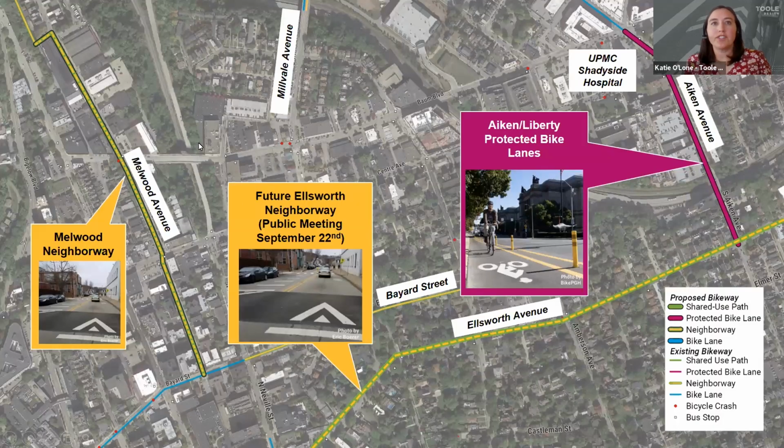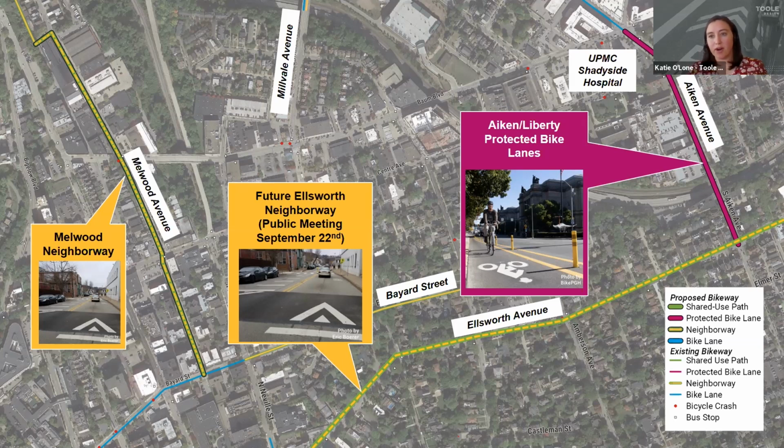So yeah, just a reminder of the projects that we just went over: the Melwood Avenue, again from Denver to Bayard, and Aiken Avenue. Aiken is directly connecting into Ellsworth Avenue, and then being able to connect eventually to the Melwood Avenue through Bayard Street through Ellsworth.